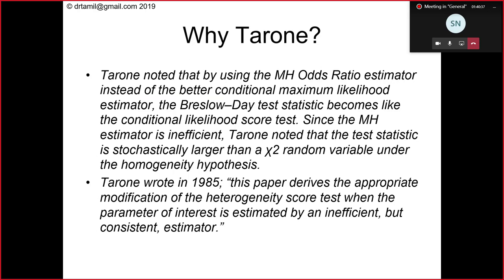So when do we use the Tarone correction? Tarone noted that by using the MH odds ratio estimator instead of better conditional maximum likelihood estimators, the Breslow-Day test statistic becomes like the conditional likelihood score test. Since the Mantel-Haenszel estimator is inefficient, Tarone noted that the test statistic is stochastically larger than a chi-square random variable under the homogeneity hypothesis. So he derived the appropriate modification of the heterogeneity score test when the parameter of interest is estimated by an inefficient but consistent estimator. So they came up with a Tarone test.